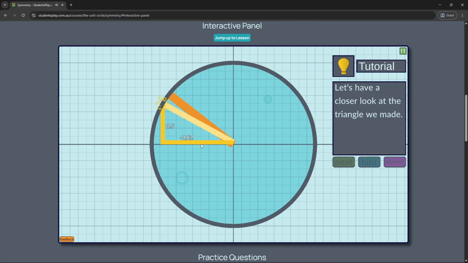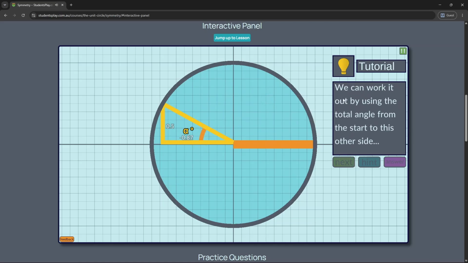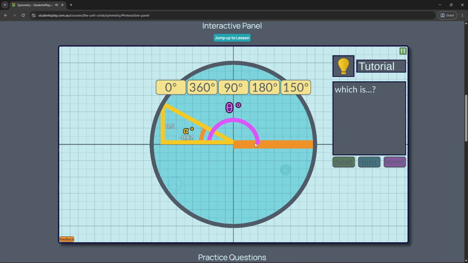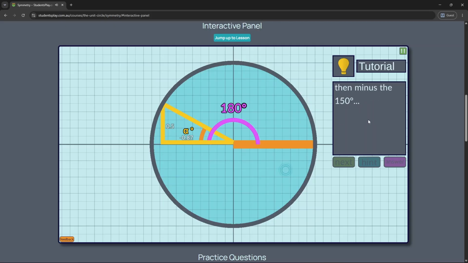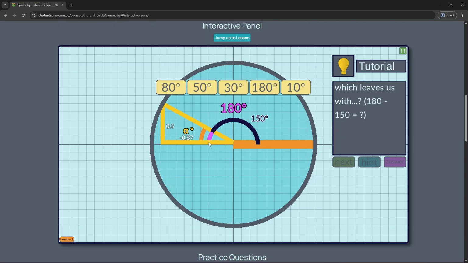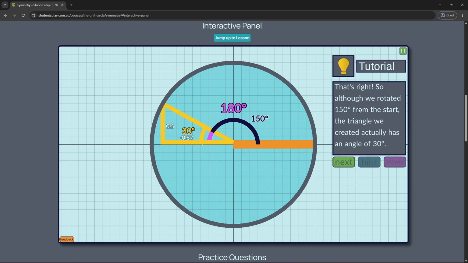Let's have a closer look at the triangle we made. That angle 150 isn't actually the angle of this triangle. We can work it out by using the total angle from the start to this other side. If we're trying to figure out this little angle in here, we can go from the start all the way to there, and that's half of a circle, so that's 180. 180 minus the 150 leaves us with 30. So although we rotated 150 degrees from the start, the triangle we created actually has an angle of 30 degrees.